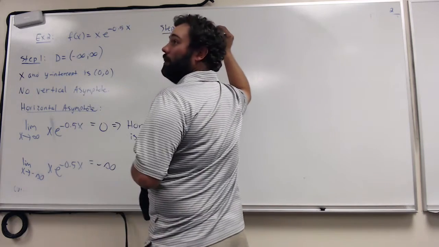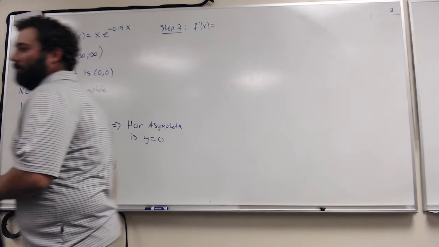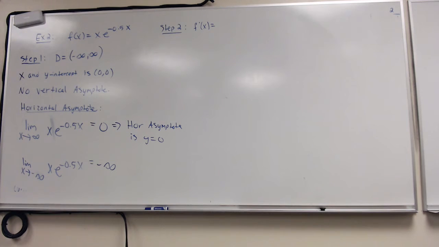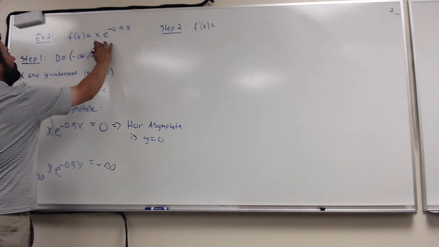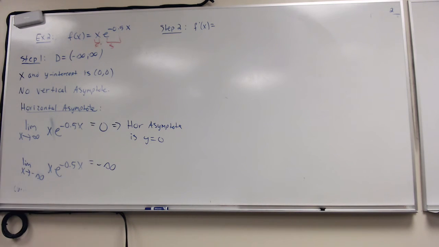Oh, we do not have time. I got to get through this. So we got to do the first derivative, f prime of x. So for this, I think we have to use what derivative rule? We got to use the product rule, right? This is the first function. That's the second function.